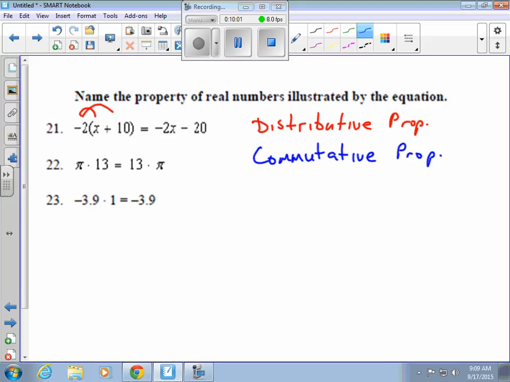Negative 3.9 times 1 is equal to negative 3.9. It is negative 3.9 on the left. It is still negative 3.9 on the right. It multiplied by 1. Its identity remained unchanged. It was the same on both the left and the right. Therefore, this is the identity property. Remember, if it becomes 0, it's the property of 0. If its identity remains unchanged, identity property.